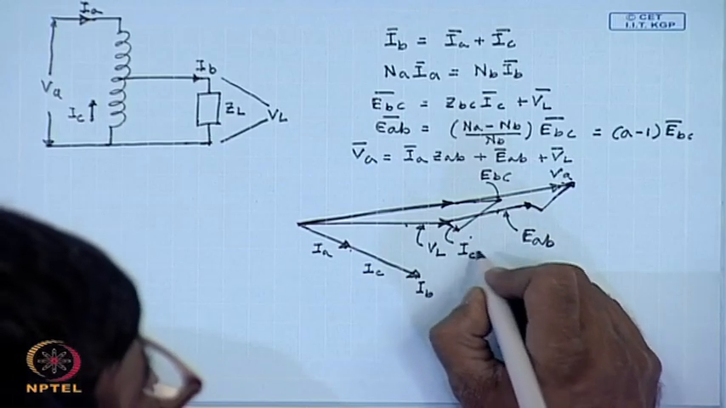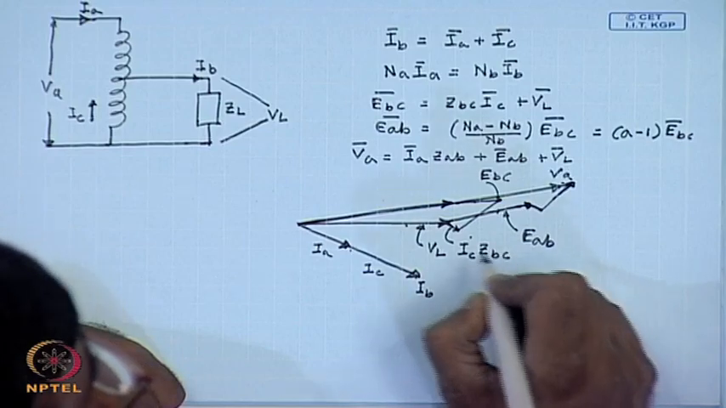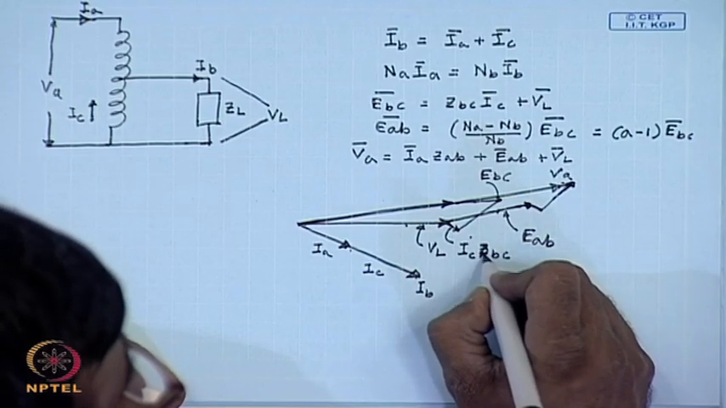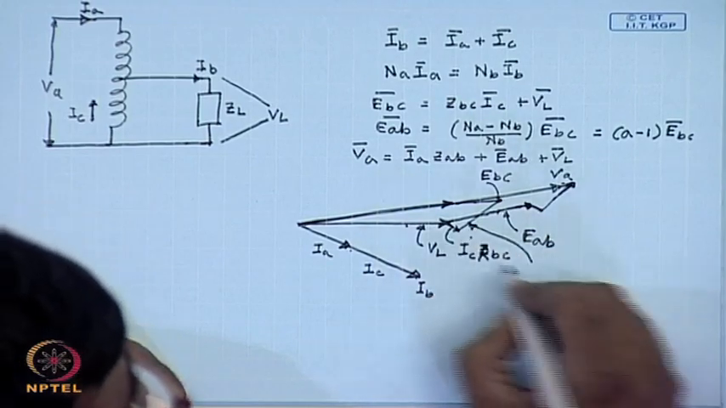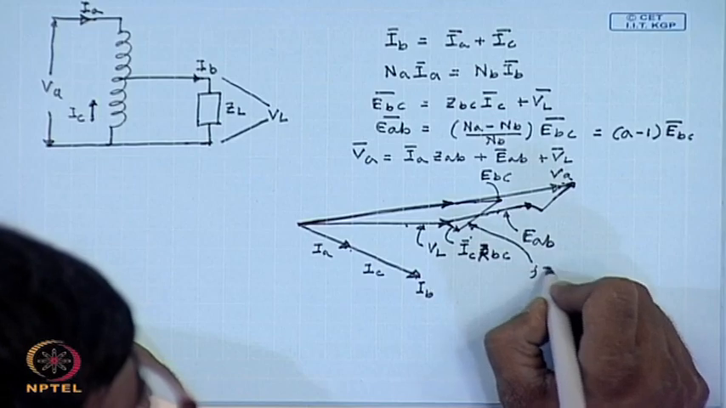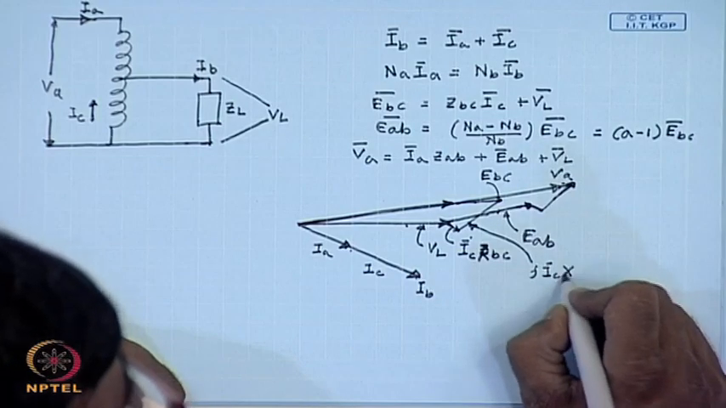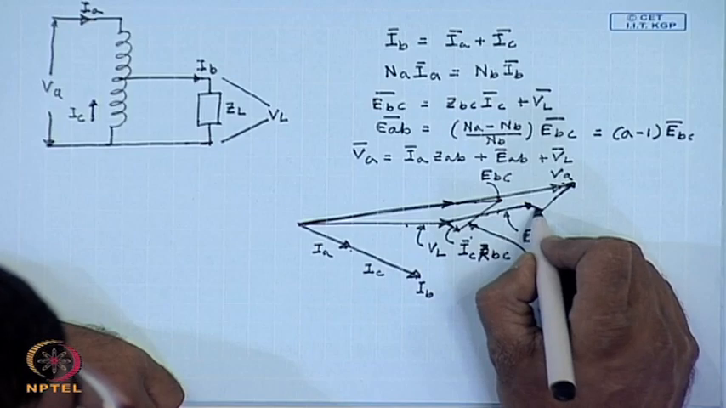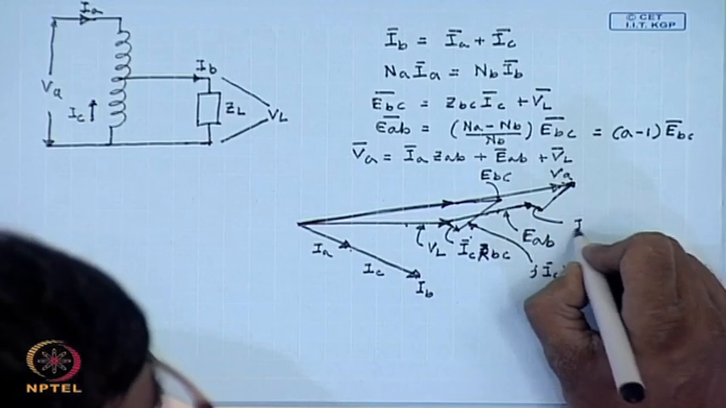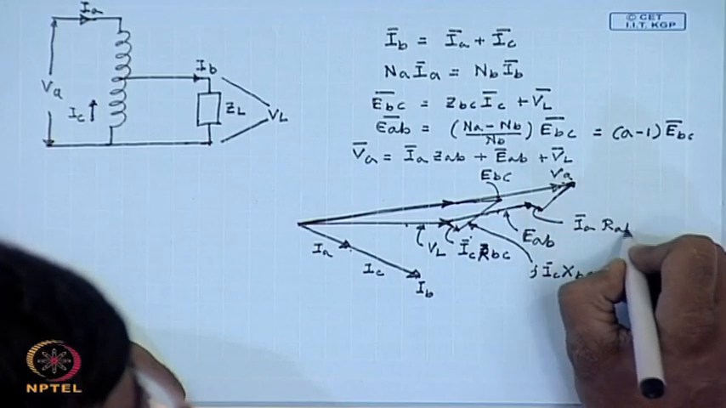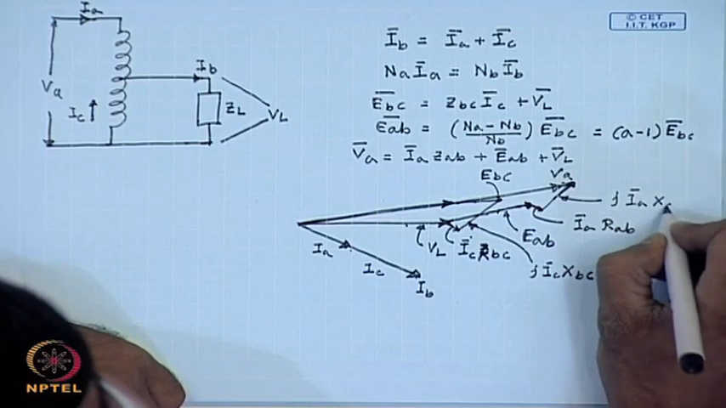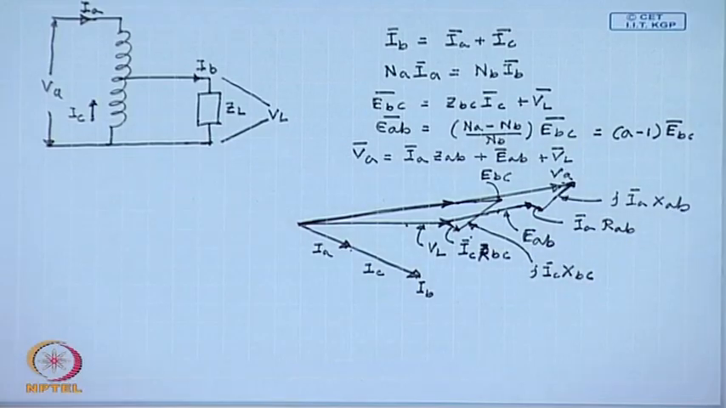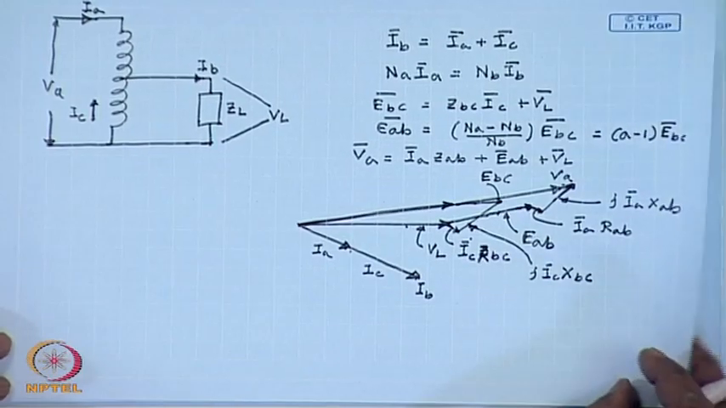This phasor is I_C Z_BC, I_C R_BC, and this phasor is j I_C X_BC. Similarly, this phasor is I_A R_AB and this phasor is j I_A X_AB. So, this will be the phasor diagram of the autotransformer.